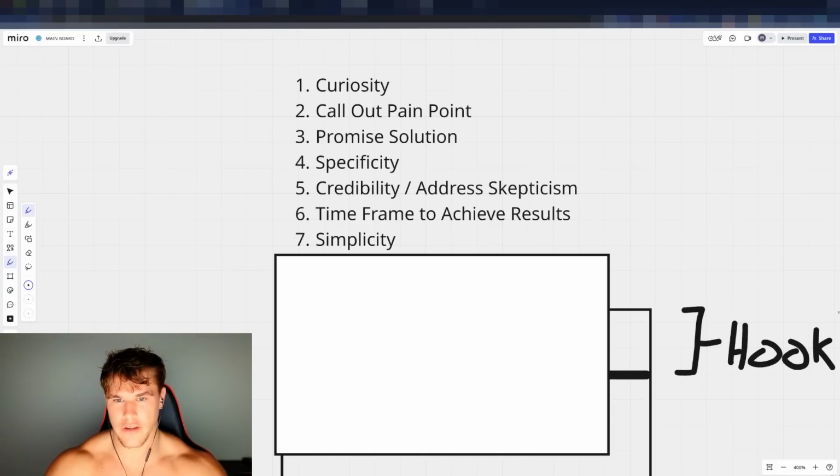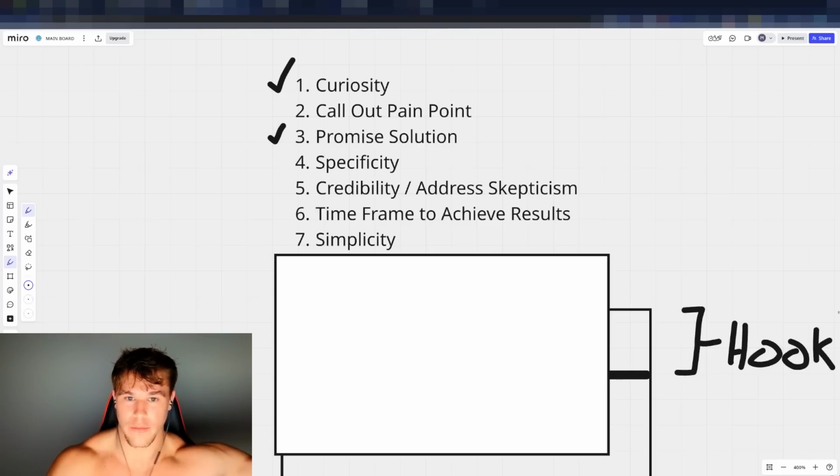All right, so let's check a few off. Did we get curiosity? Absolutely. Yes, because now I want to know what actually happens to my body after I eat beef organs. We can also cross off number 3 because saying what is going to happen to your body is promising a solution for this particular product.